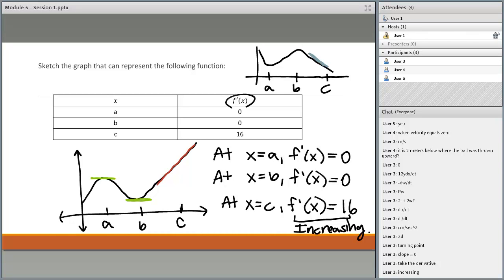And there are many different ways you could have ended up with the same result. For example, you could have had A to the left of the y-axis, all three of them to the left of the y-axis. There are many different answers that could work. But this is a graph that would represent the information in the table.